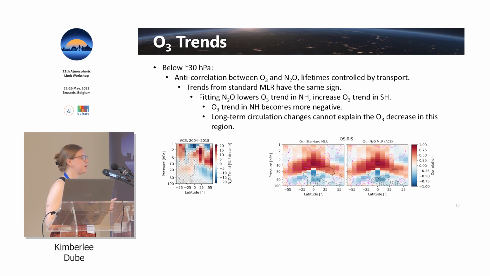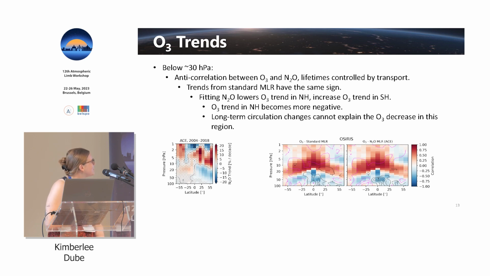So below about 30 hPa, ozone and N2O are both controlled by transport. N2O is a tropospheric source and is long-lived, whereas ozone is a stratospheric source and long-lived. So that's why we have this anti-correlation. And we also know that in this region, the trends from the standard MLR have the same sign. So I put the ACE trend here, and it's negative in this northern hemisphere below 30 hPa.